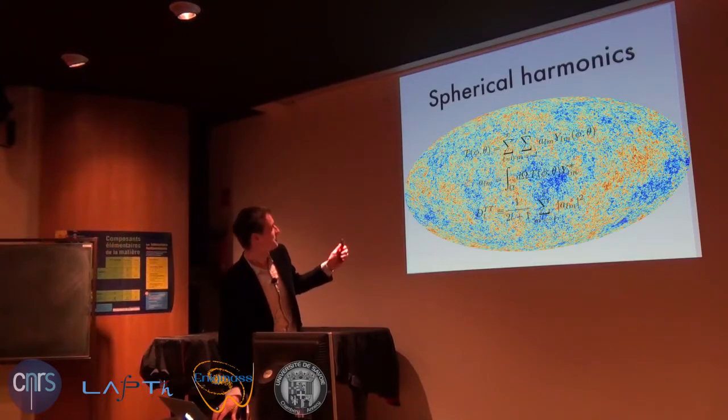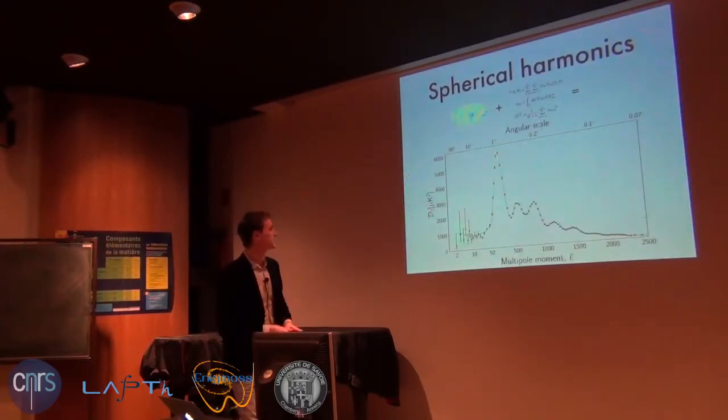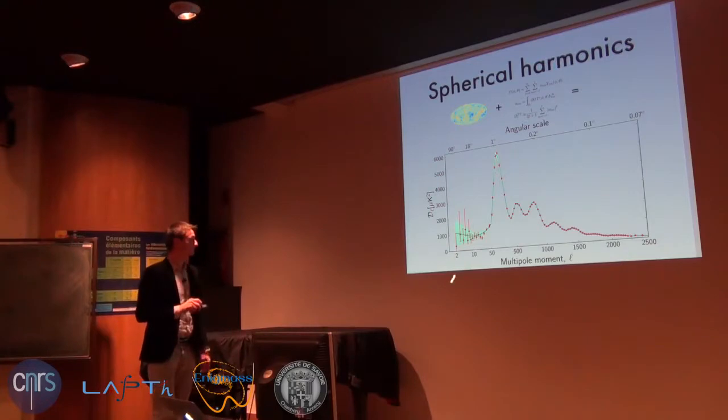You have your expansion of the map, and the sum of the two then gives you the D's. This is this D that I showed here, which is the sum over all m's, as a function of multipole moment l.